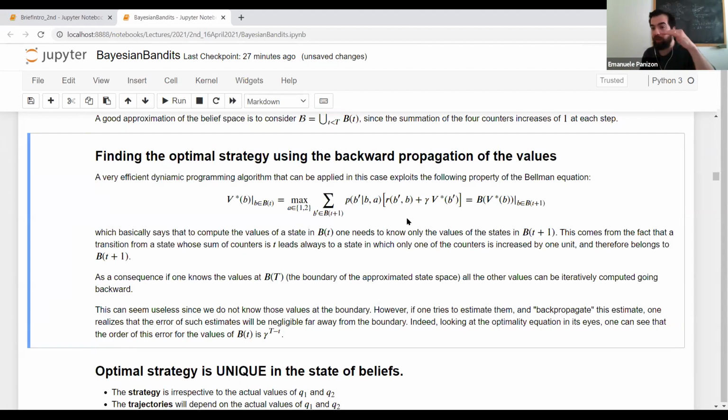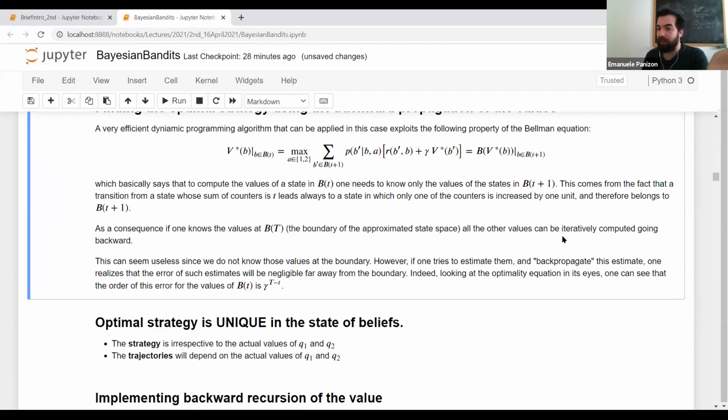My probability of moving and getting a reward is non-zero only if I move from the sum of integers equal t to the sum of integers equal t plus 1. Which basically says that to compute the value of state b, one needs to know only the values of state b, t plus 1. As we said, we took the boundary bt, the boundary in which the total sum of integers is a value, capital T, which is our tolerance.